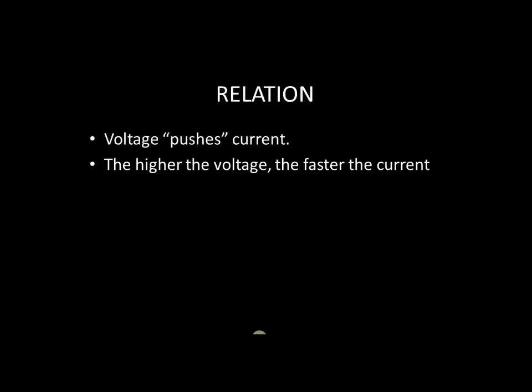A good example would be, imagine a small car. The car represents the current and your hand represents the voltage. To make the car move, you will need to give it a small push. This is what happens between voltage and current. The current is moved by the push produced by the voltage. The higher the voltage, the faster the current.